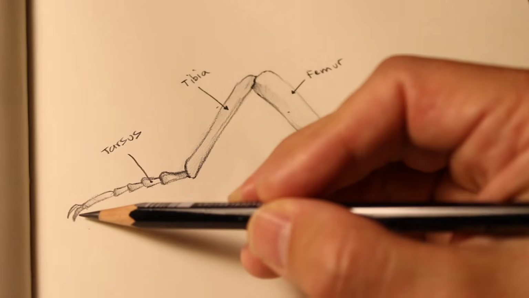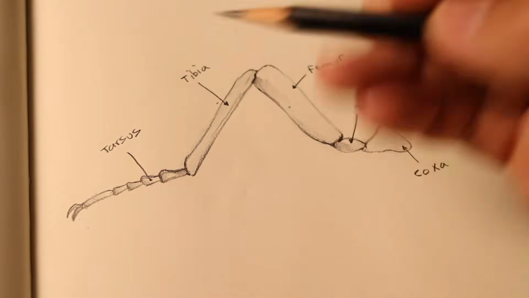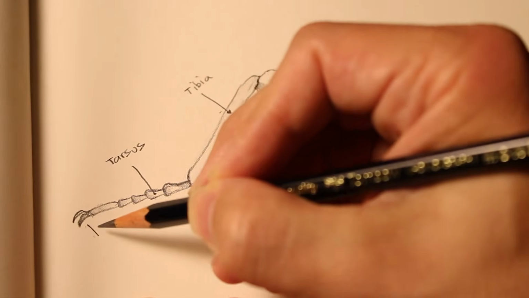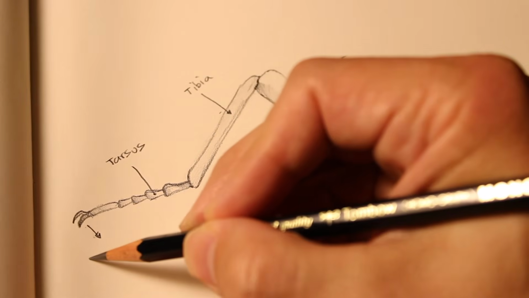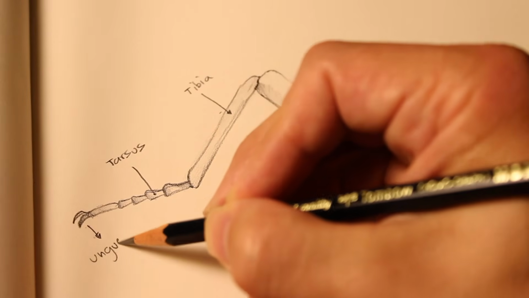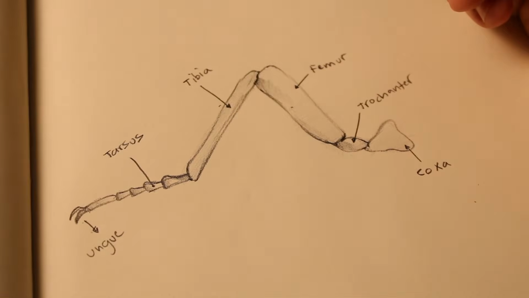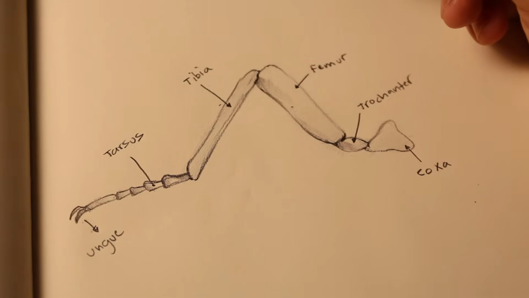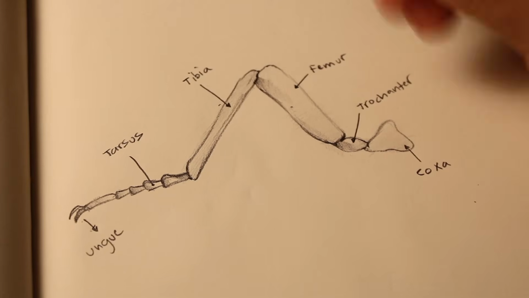So right down here, you can just call that the ungu, and I'll put that down here. Those are the tiny little claws that are typically at the end of an insect leg. And there are 5 main types of insect legs. You have jumping, seizing, digging, swimming, and running. And I'll list off some insects that fit into each of those categories.